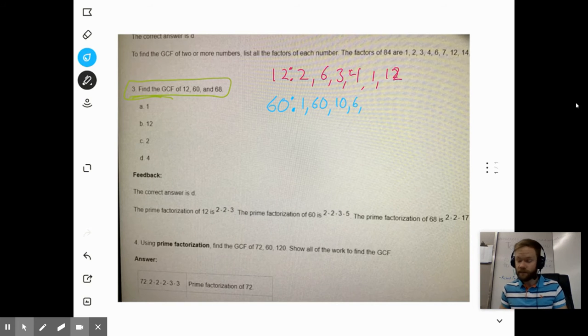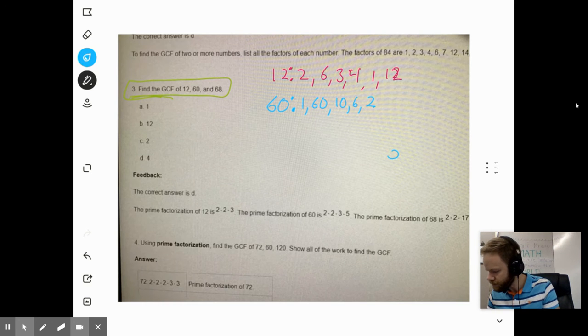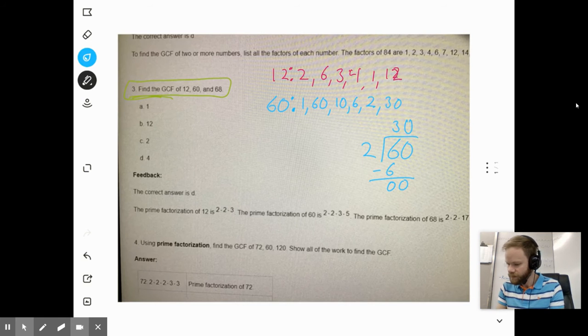It's an even number, so it's divisible by 2, but off the top of my head, I'm not entirely sure. So let's do that: 60 divided by 2. 2 goes into 6 3 times. Subtract 6 from that, got 0, bring down the 0. 2 goes into 0 0 times. So another factor is 30. Let's erase that really quickly here.